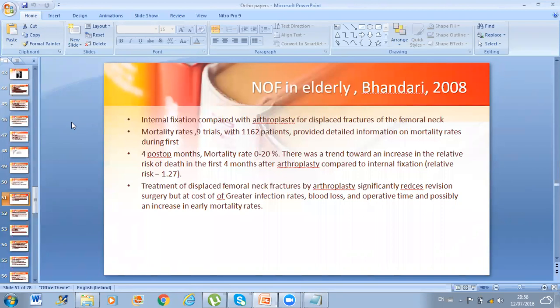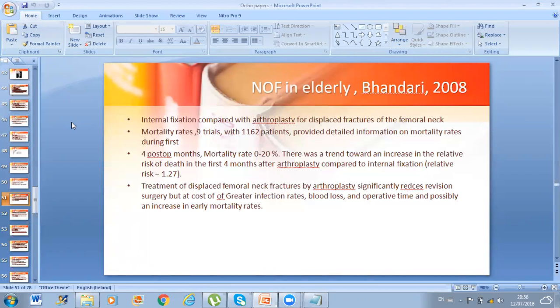An 80 years old female will not survive if there is a displaced neck of femur fracture. It is of no use. For example, I will ask you another question now. It's an 80 years old female with a displaced fractured neck of femur. On previous history, she was walking with a stick. Now what will you do?